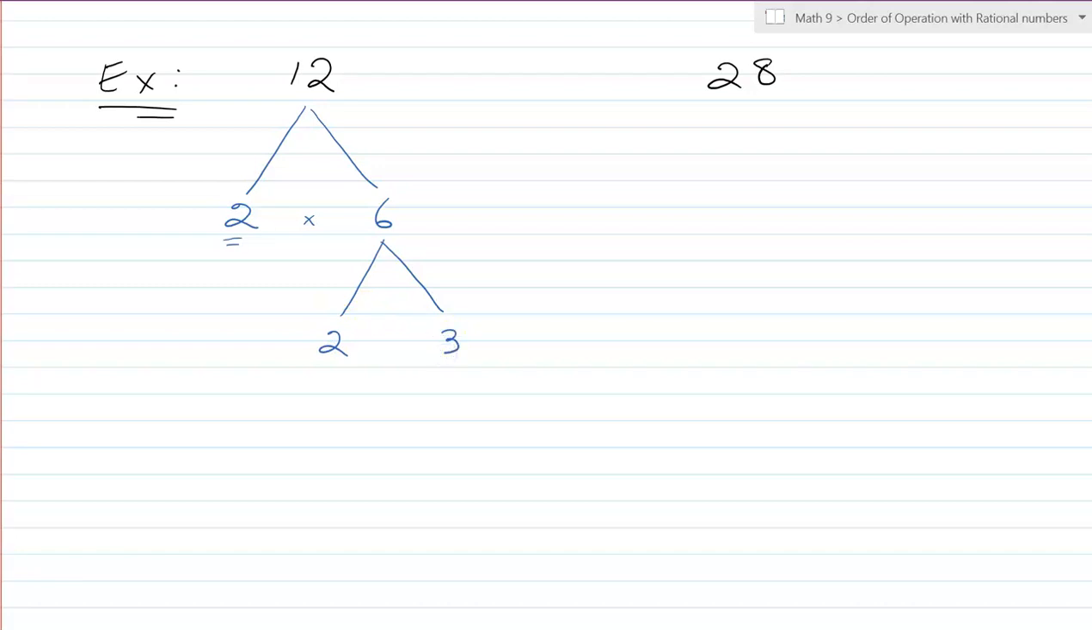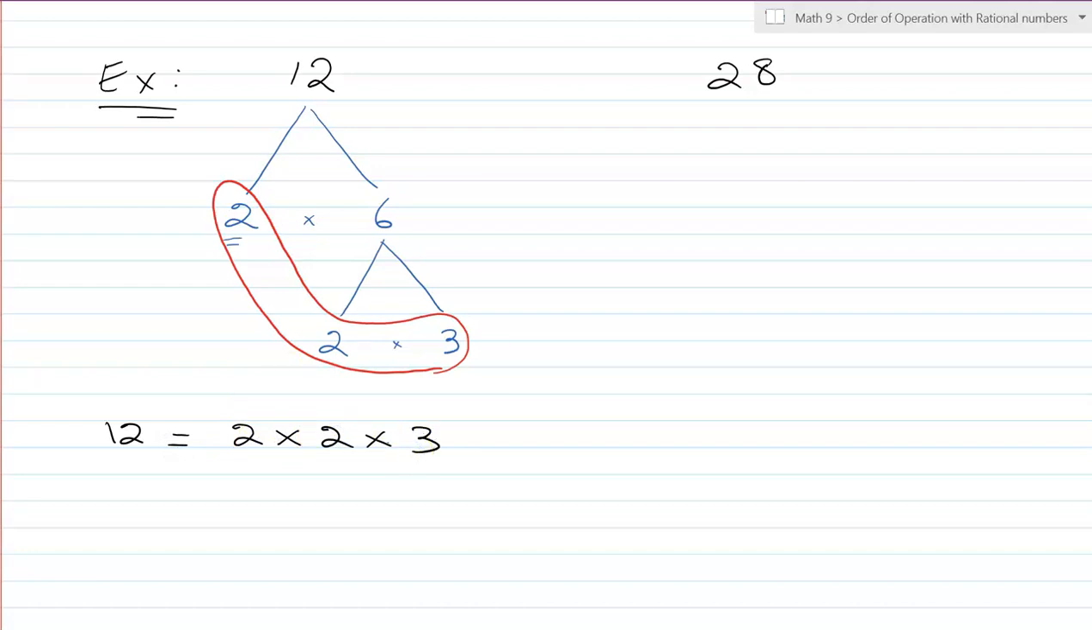Notice what we have. Remember, there's a multiplication in here. So you're multiplying 3 by 2 by 2, and 12 can be written as the product of its prime numbers: 2 times 2 times 3. That's called prime factorization. So 12 has been written as a product of its prime factors, 2 times 2 times 3.